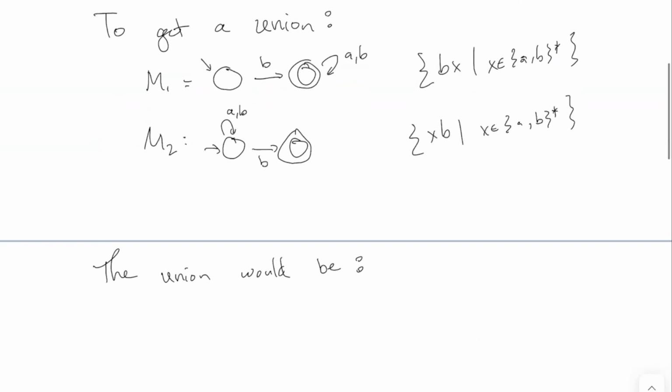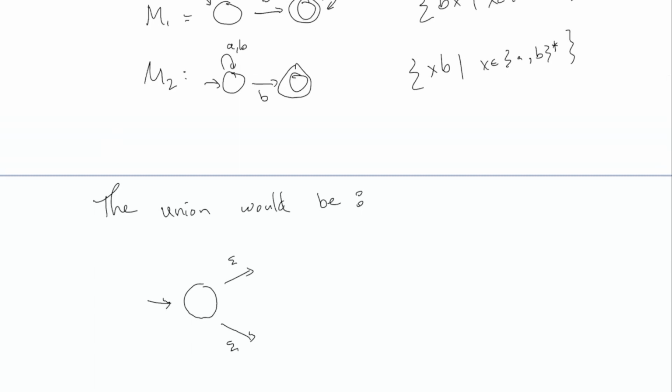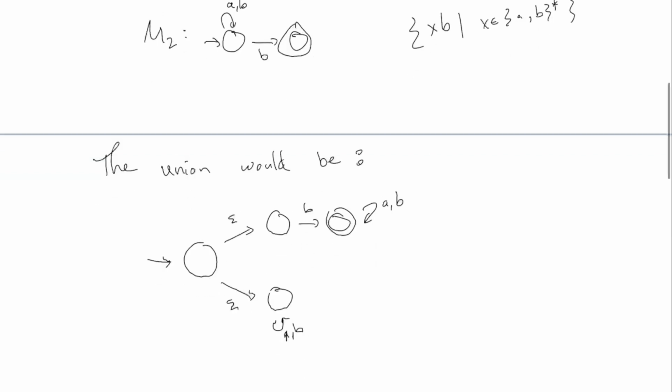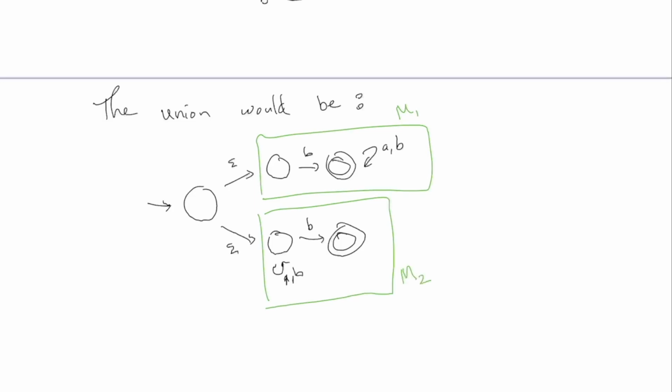So the union would look like this: I have a starting state, and then I go two epsilons, and up here I'm going to put my first machine. Sorry, I had to scroll it away. And then down here I put the other one. Like that, right? So what you see here is my first machine, M1, and this was my second machine, M2.